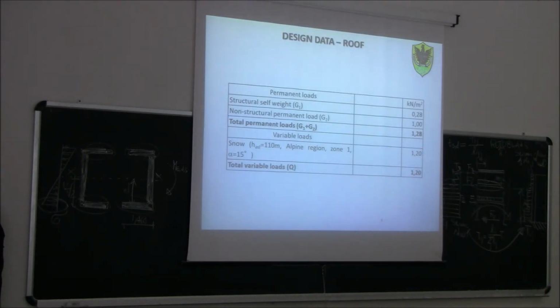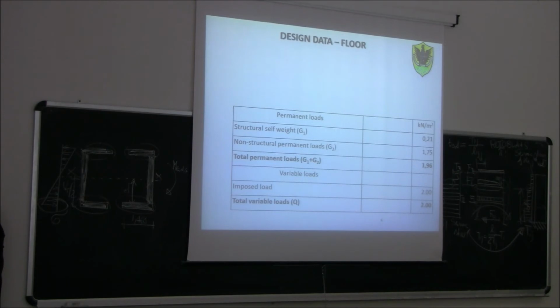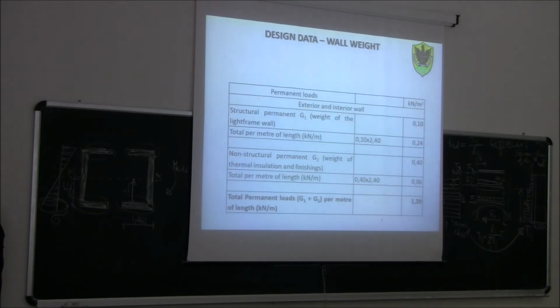Again, we need to process the loads. So the structural self-weight this time is a little bit lower because, of course, the light frame wall is lighter than cross-lam wall, so 0.28 kN per square meter. Non-structural permanent load is 1 kN per square meter. So the total permanent load for the roof is 1.28 kN per square meter. If there's snow, like before, 1.2. Then for the intermediate floor, structural weight 0.21, non-structural permanent load 1.75, so the total permanent 1.96. And the imposed load, as usual, being a domestic destination, is 2 kN per square meter.